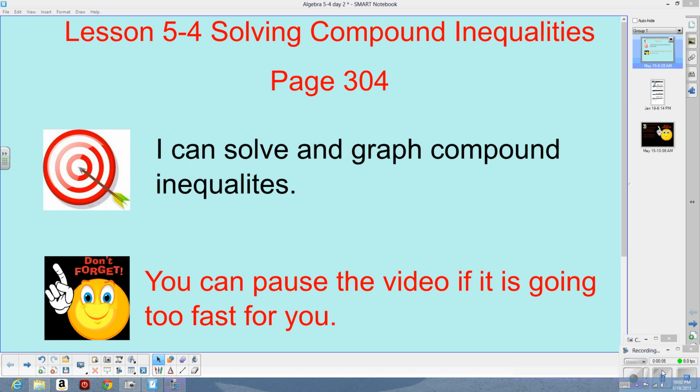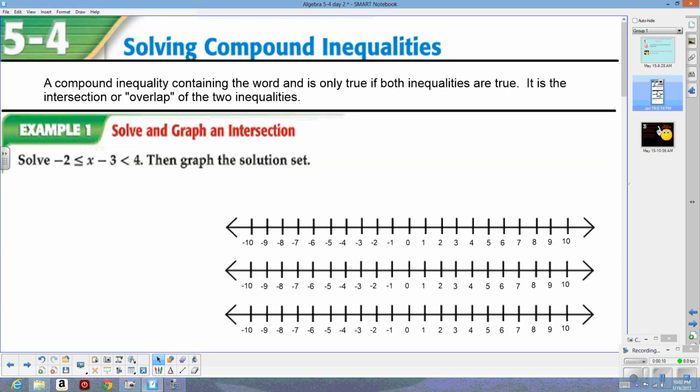In Lesson 5.4, you will solve and graph compound inequalities. Remember that a compound inequality containing the word "and" is only true if both inequalities are true. It is the intersection or overlap of the two inequalities.